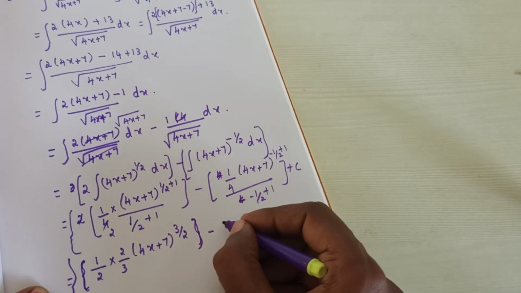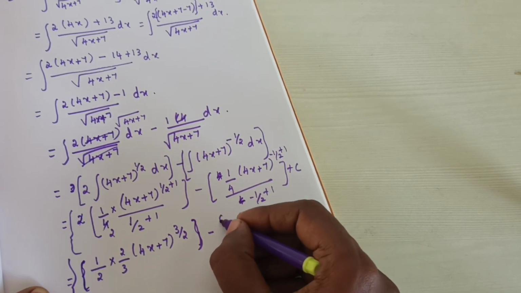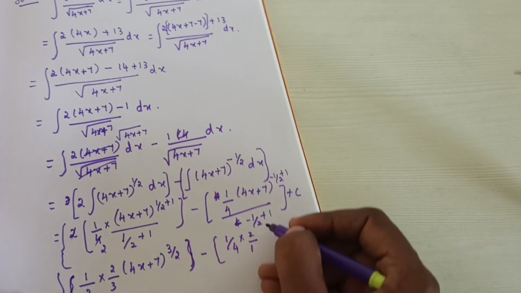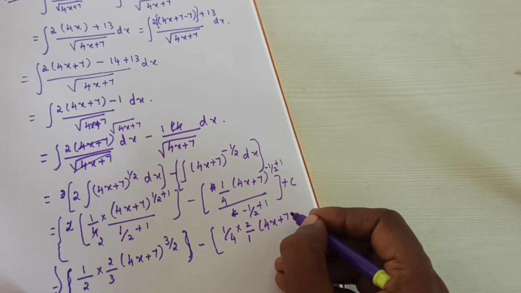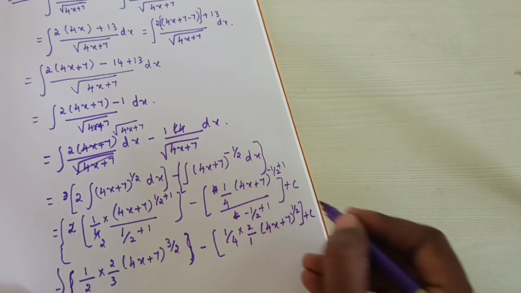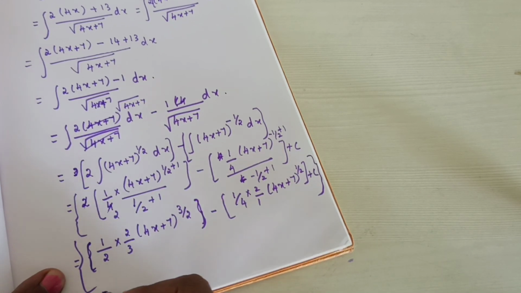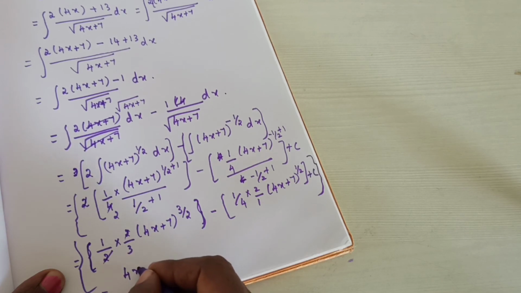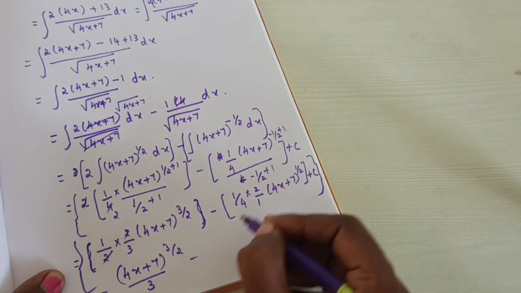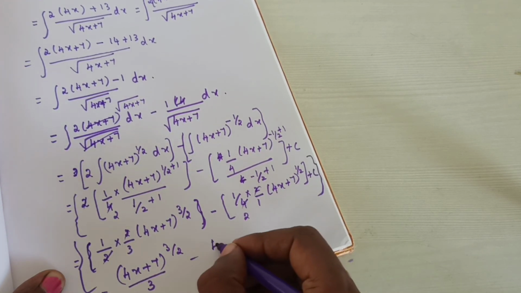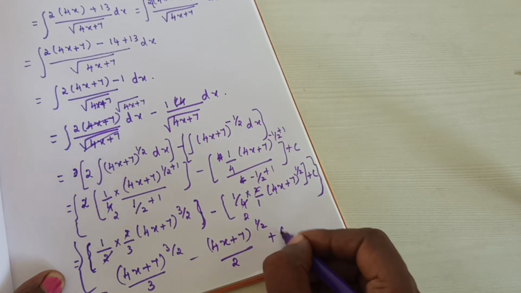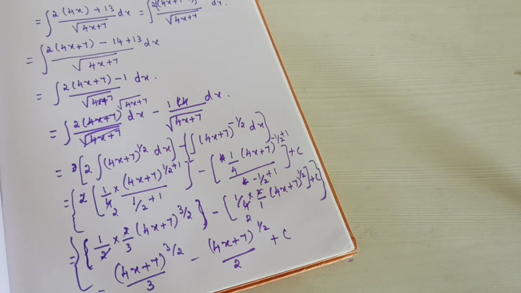Minus, then again how much you will get? Here it is 1 by 4. Is it right? Here 1 by 2 you will get. If you are bringing it up, it is 2 by 1. If you need, you can write more steps. (4x + 7) whole power 1/2 plus c. That's equal to, this and this will get cancelled. So what's the balance? (4x + 7) whole power 3/2 divided by 3 minus, this and this will get cancelled. So 2 you will get, (4x + 7) whole power 1/2 divided by 2, plus c. Okay, so this is the required answer.